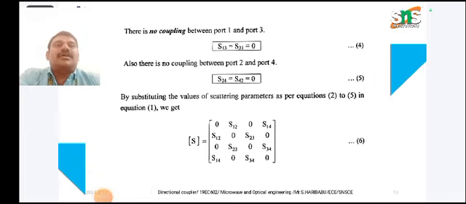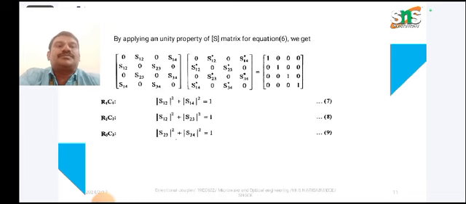By substituting for the planes sections, we obtain S13 equal to S31 equal to 0, no coupling section, and no coupling S24, so S24 and S42 equal to 0. By substituting those equations into the scattering matrix, S12, S23, S34 and S14 remain, and the other entries are zeros.